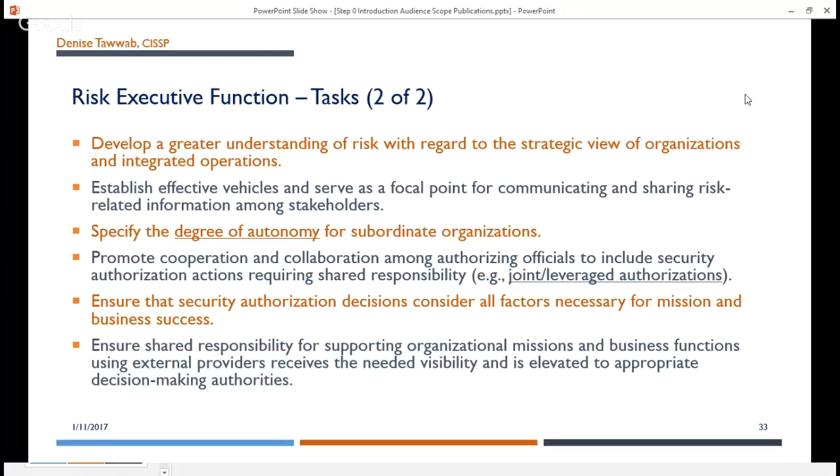The risk executive function also ensures that security authorization decisions consider all the factors necessary for mission and business success. Remember that before systems can operate, they have to actually be authorized to do so. So we want to make sure that those decisions have all the information that's necessary to make a good risk-based decision. And the risk executive function finally ensures that shared responsibility for supporting the mission and business functions of the organization using external providers receives visibility and is elevated to appropriate decision-making authorities. So that's your third-party risk management.